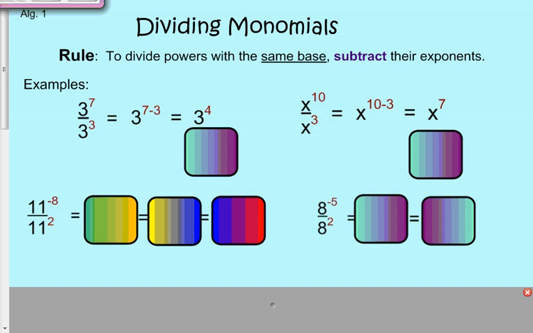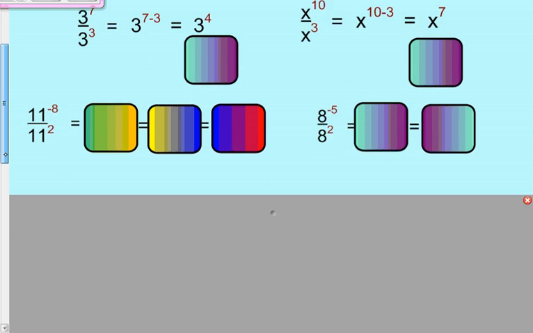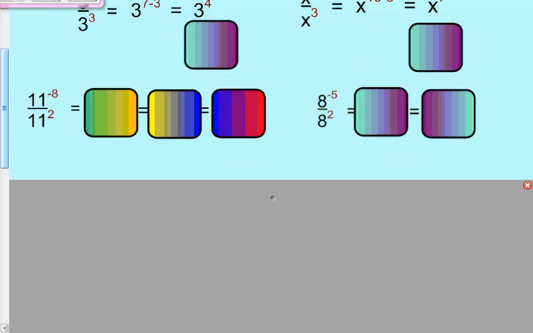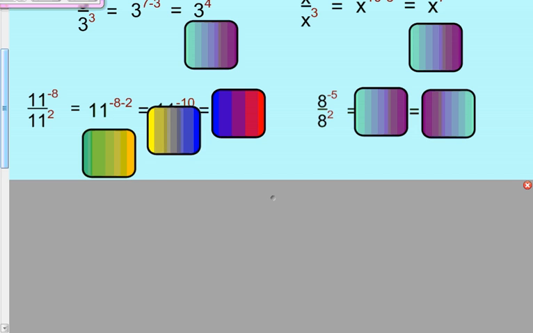Let's keep going now because it gets a little different. In this situation, we have 11 to the negative 8 divided by 11 squared. So we subtract. That means negative 8 minus 2. You've got to watch your integers. The answer is going to be 11 to the negative 10 power.